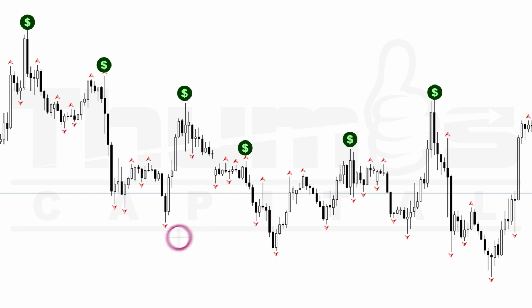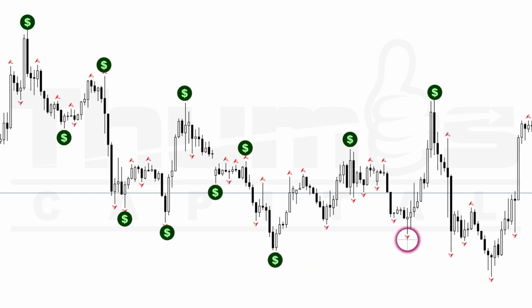Now let's move to the lows. The first fractal low with higher fractal lows on both sides is this low right here, with these fractals on the sides. The next one is this low right here, then this one, followed by this one, then we have this.